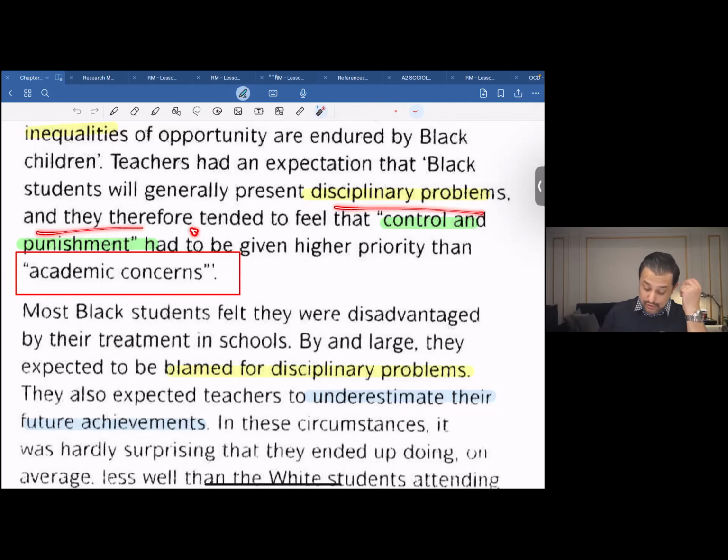According to Gilborn and Youdell, through their research, teachers had an expectation that Black students will generally present disciplinary problems, and they therefore tended to feel that control and punishment had to be given higher priority than academic concerns. Like I just said, if teachers start prioritizing disciplinary concerns over academic concerns, this would eventually lead to that particular group of students not performing well.